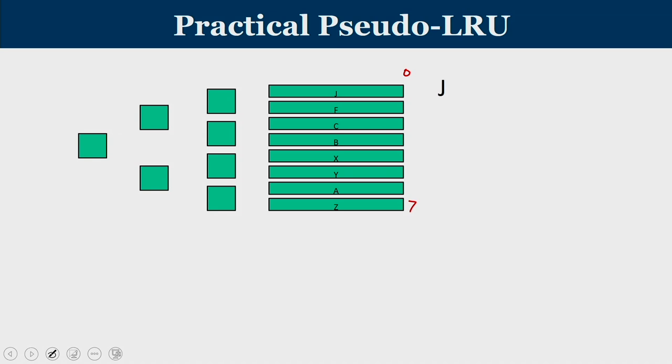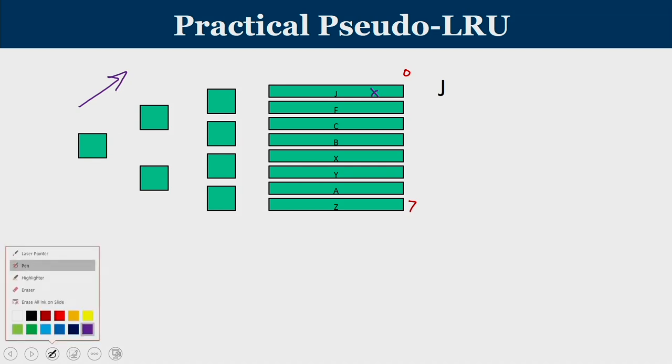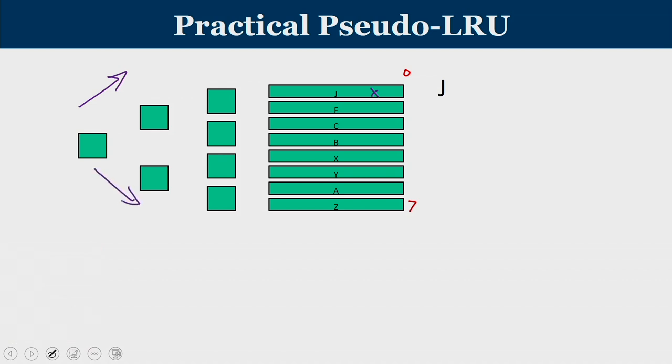Now, we are going to get an access wherein the CPU wants J. We know that J is a hit, but where is J located? J is located here. To reach J, I am going to access J. From the root, to access J, I have to go to the upper side. That means the lower side is going to be my LRU path.